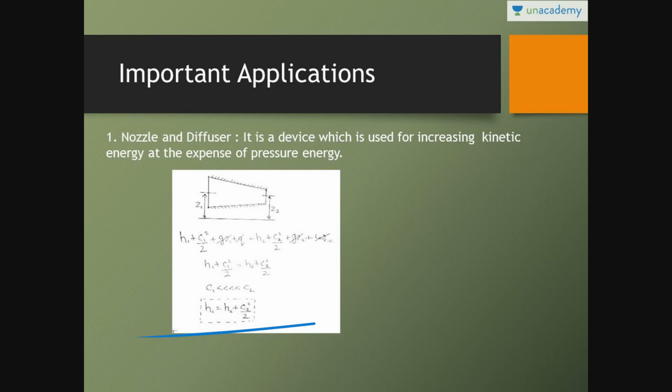In numerical problems, if there is heat transfer, then please don't cancel it out. In a numerical problem for nozzle, if there is work transfer, then please don't cancel it out. This is the generalized equation for the nozzle. Keep this in mind: H1 is equal to H2 plus C2 square by 2.